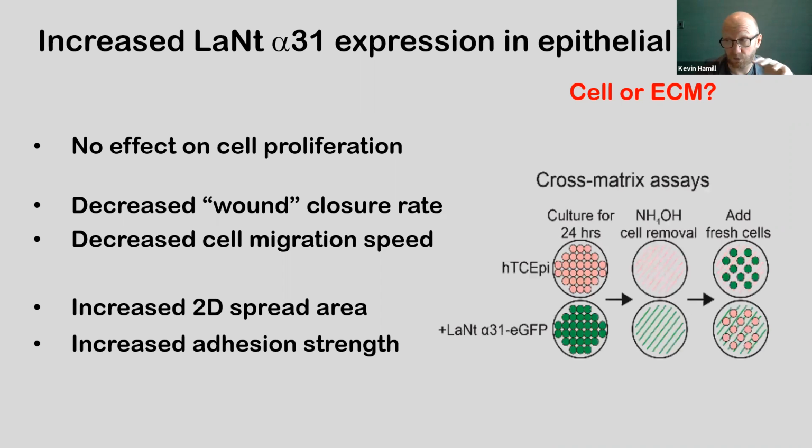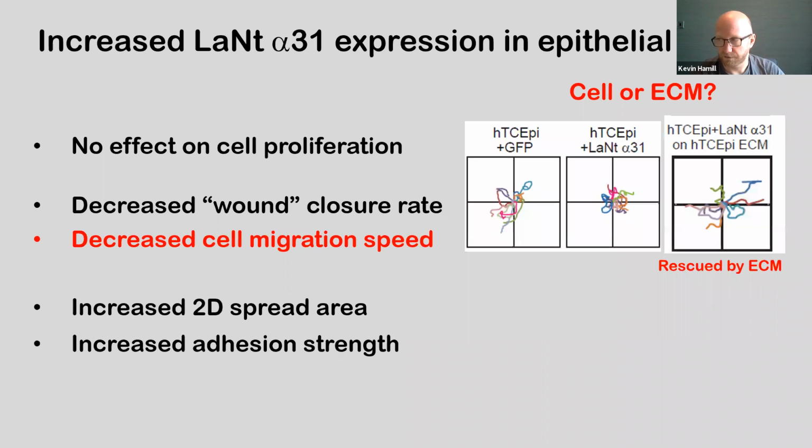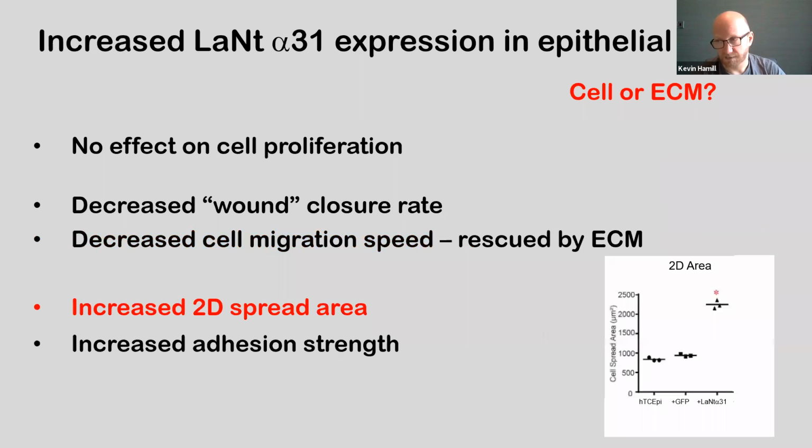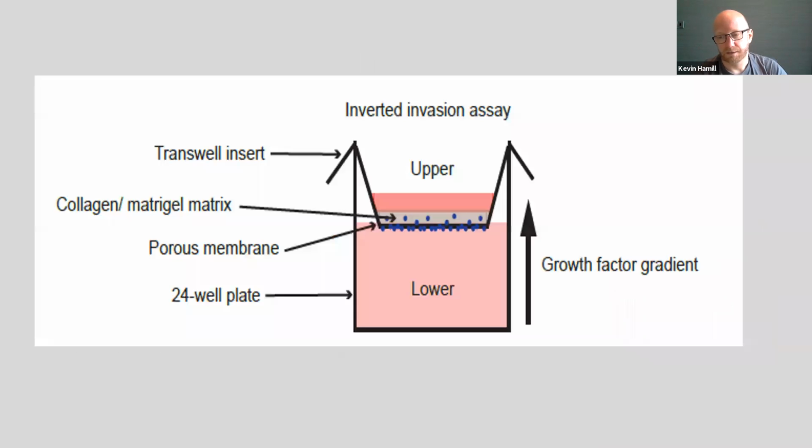And so to ask that question, we've done cross-matrix assays where we've taken the cells, allowed them to elaborate a matrix, removed the cells, and then put fresh cells on top, and then asked the same questions. Does the matrix rescue the phenotype? If we do that for the cell migration, yes, it can be rescued by the ECM. And if we do it for the two-dimensional cell area, that is also rescued by ECM.